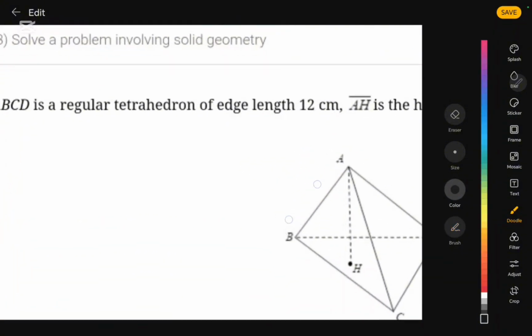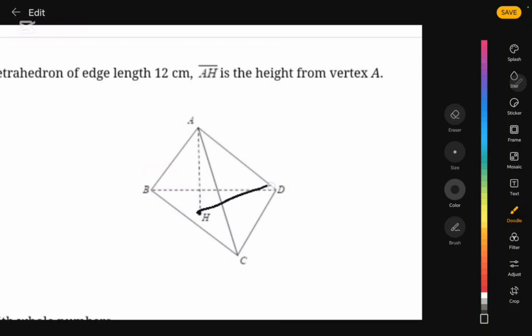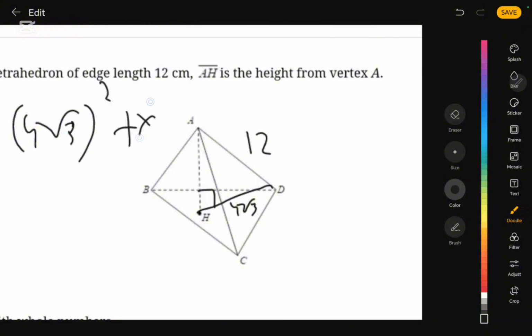So now we know that right here, DH is 4 radical 3, and we know AD is, of course, 12. Now I want to find AH. Since AH is a height, it's going to be a right angle. So now we do Pythagorean theorem again. You're going to do 4 radical 3 to the power 2 plus x to the power 2 equals 12 to the power 2. And you get your answer, and it's going to be 4 radical 6. I just don't want to do all of it.